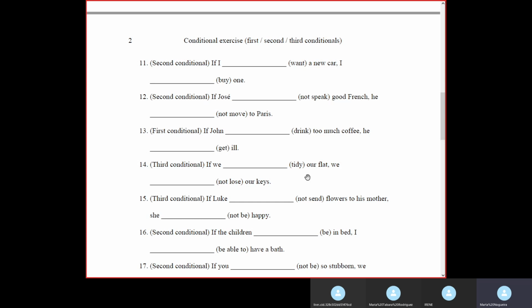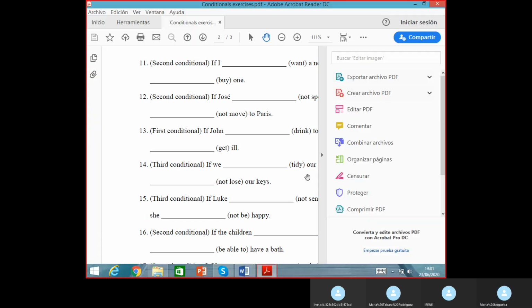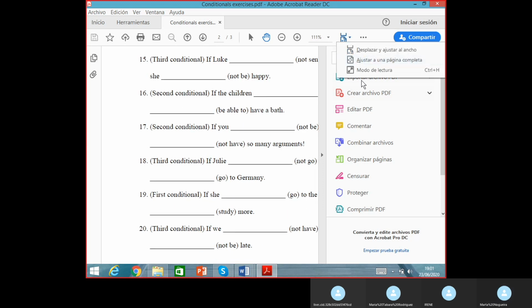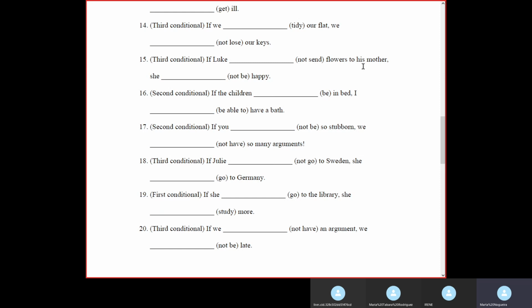Sixteen, if the children were in bed, we're going to put were, if the children were in bed, I would be able to have a bath. Seventeen, if you weren't so stubborn, cabezota, okay? If you weren't so stubborn, we wouldn't have so many arguments.